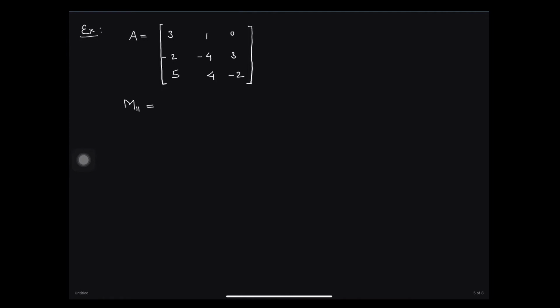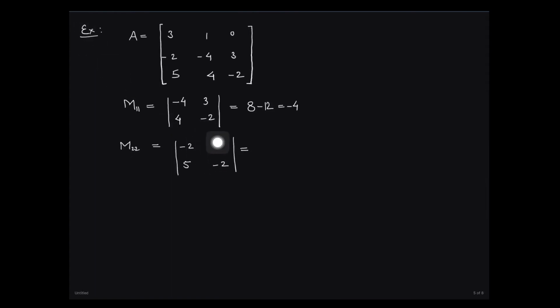M11 will be the determinant when you delete the first row and first column. So the remaining 2 by 2 matrix determinant will be the minor M11. So it will be -4 into -2 is 8, -12. This is -4. M22, delete the corresponding row and corresponding column. So you will have -2, 3, 5, -2. So determinant AD minus BC.